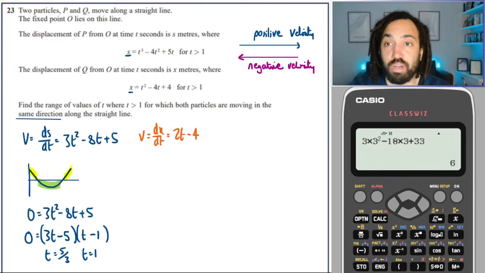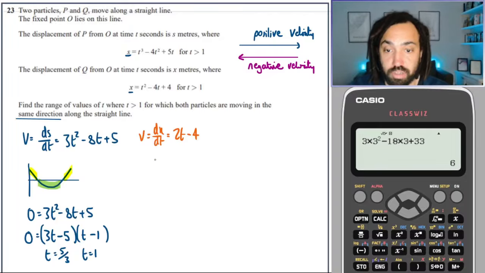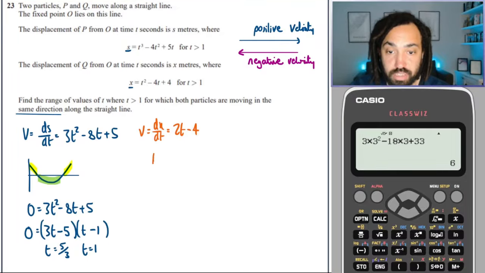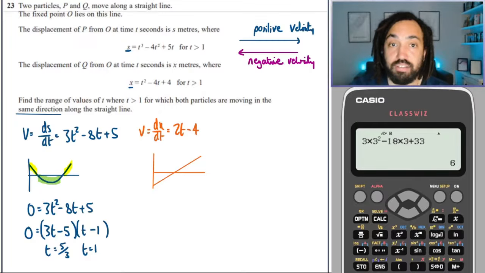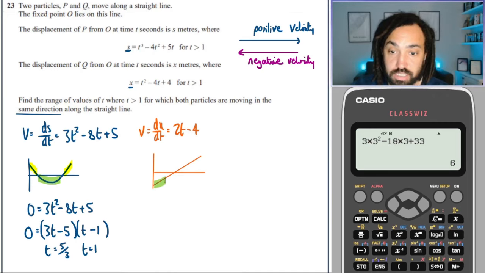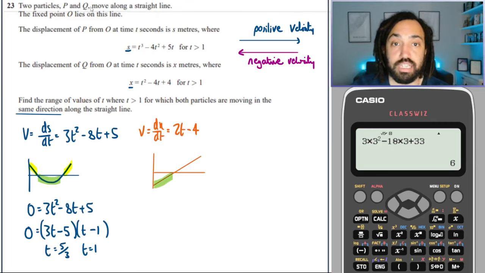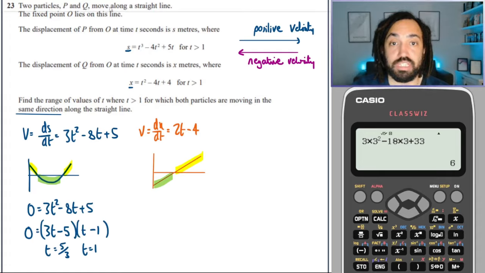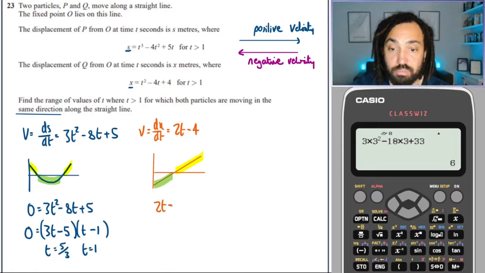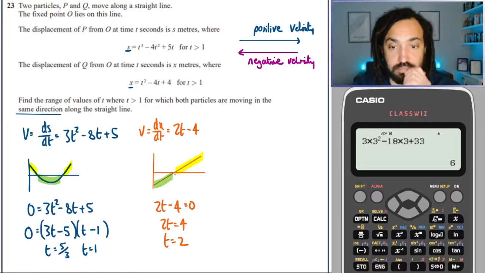And what about this other one here? When is that equal to 0? So this one is perhaps a little bit more straightforward, because it's just a straight line. It's a linear line. So it will have negative velocity when it's below the axis, and it will have positive velocity when it is above the axis. And what we want to know is, when does it change over? Well, that will be when it's equal to 0. So that is when t is equal to 2.